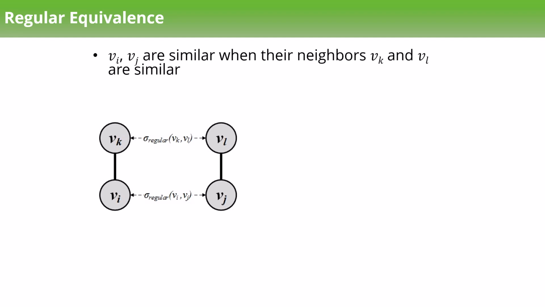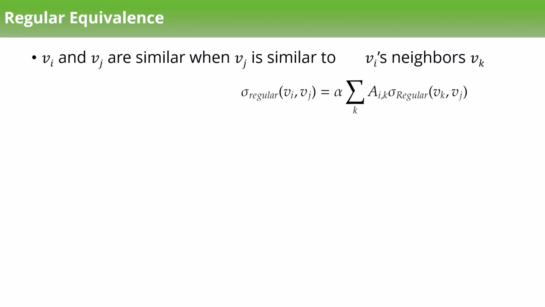Suppose A is connected to B and C, and another node D is connected to E and F. Suppose B is similar to E and C is similar to F. Then A and D become similar. Even though A and D may not share the same direct neighbors, we can say that A and D are similar. So it's like saying your friends are similar to my friends, so your social role may be similar to mine. So this is the regular equivalence.